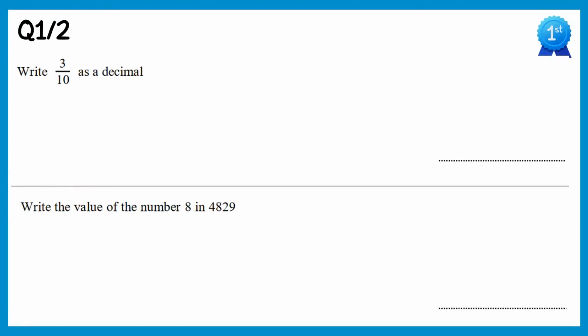For question 1 we need to write 3/10 as a decimal. To do this, take your calculator and type 3 divided by 10 and that gives you 0.3. For question 2 we need to write down the value of the number 8. Well, the 4 is in the thousands column and the 8 is in the hundreds column. Since it's in the hundreds column, it must be worth 800.